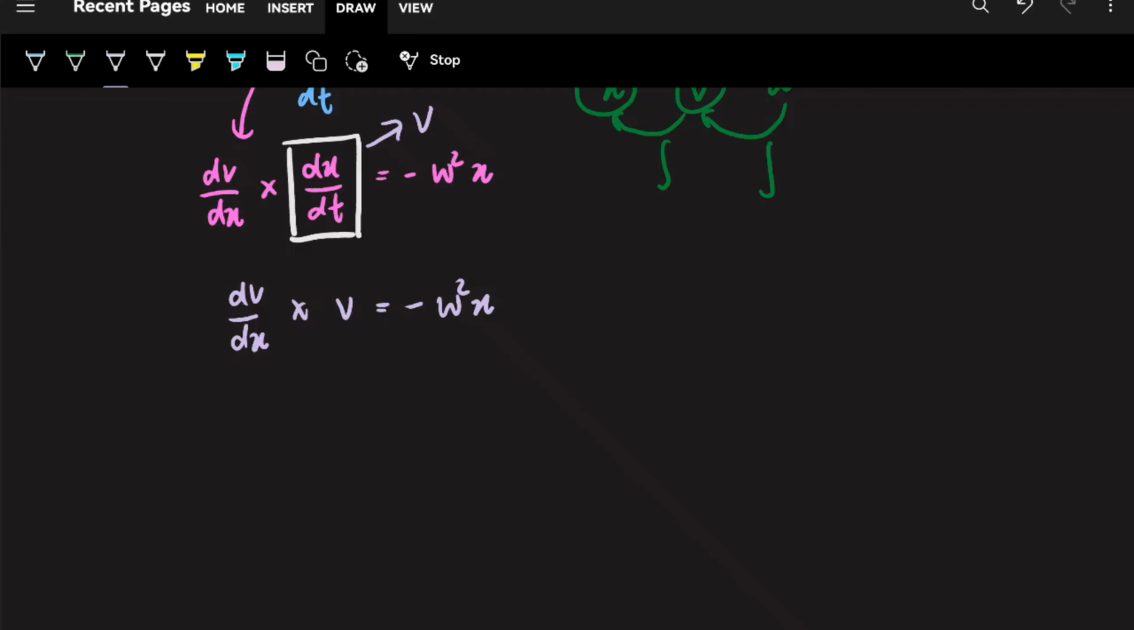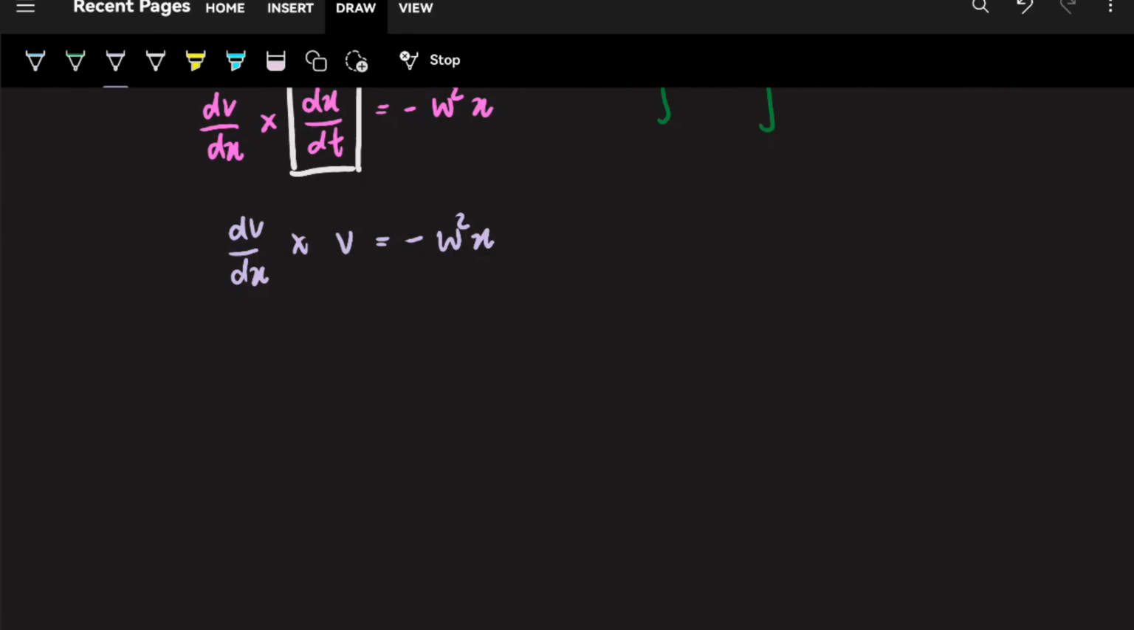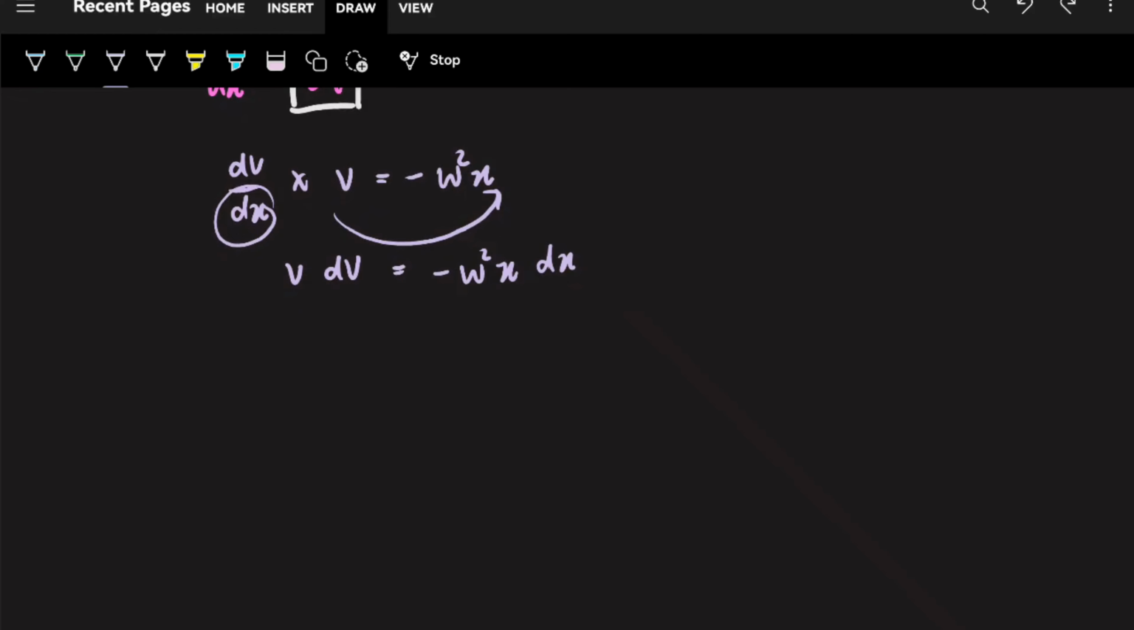Okay, so now what we can do is arrange your variables. Let's put v on one side and x on the other. You'll get v dv, then you bring your dx to the other side: negative omega squared x dx. So the left hand side is with respect to v, and the right hand side of the equation is with respect to x. Omega squared is a constant, so we can ignore it because it's just a constant, as long as the right hand side is with respect to x and the left hand side with respect to v.